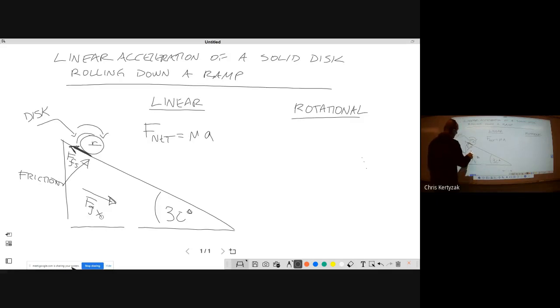And FGx is mg sine theta. Something you definitely need to store to memory. Gravitational force down a ramp is mg sine theta. And right now we're ignoring the rolling portion.